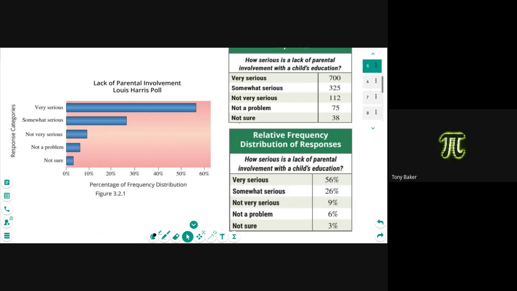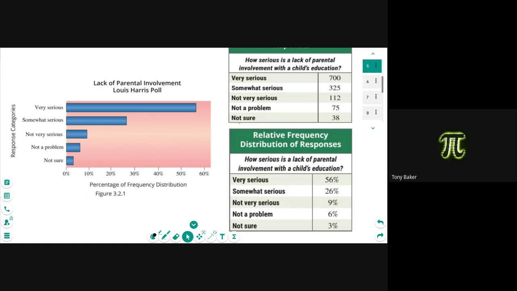You do not need to have it in percentages to do a bar graph. We could have easily done the bar graph with these 700, 325, and it would have looked identical. It wouldn't have actually changed. The numbers at the bottom would have been different, but the actual length of the bars would have been the same. So is this a good bar graph?